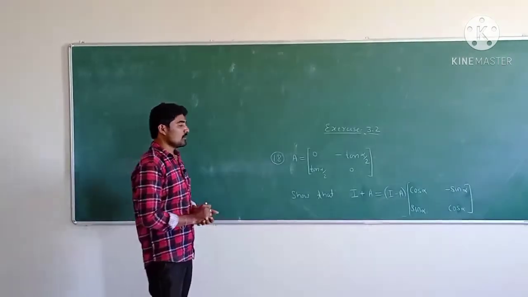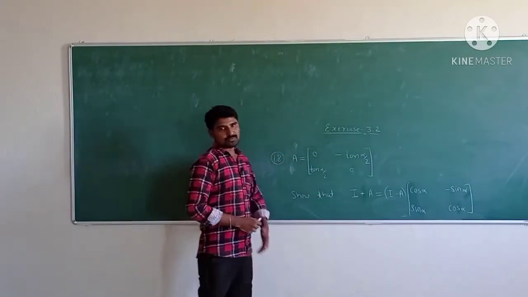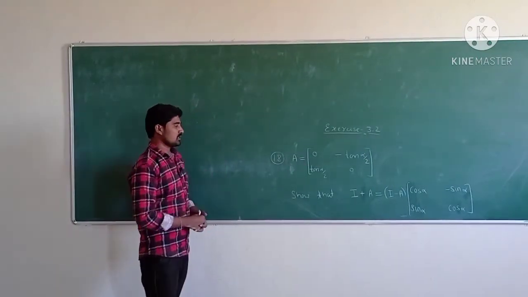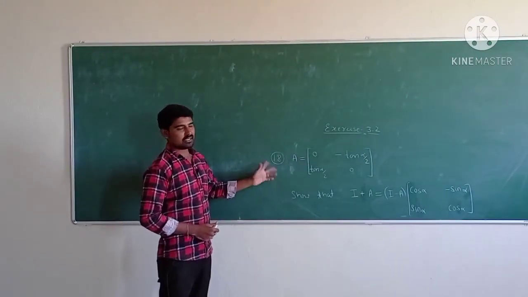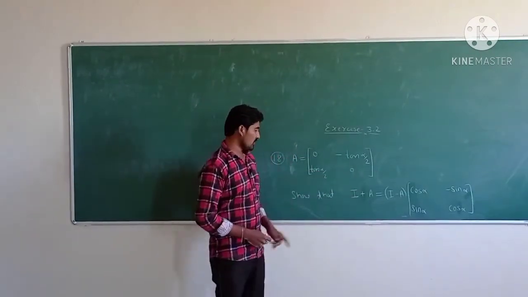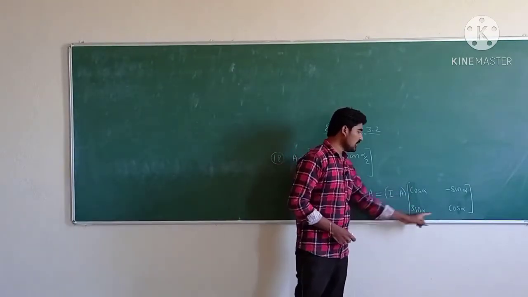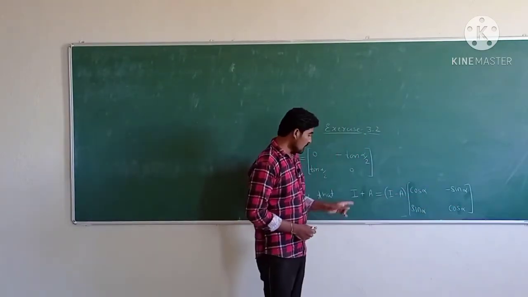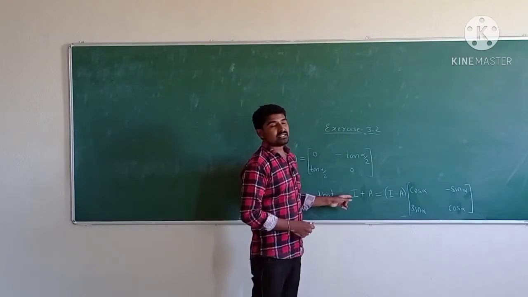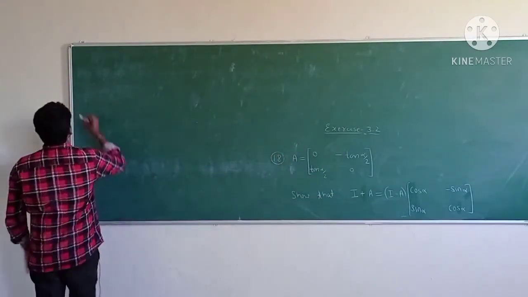Last class we completed up to question number 7 in exercise 3.2. So today I am going to discuss from question number 18. The question is, he has given that matrix A and we need to prove that I plus A is equal to I minus A into this matrix, where I is a unit matrix of order 2 cross 2. Let's start the solution.